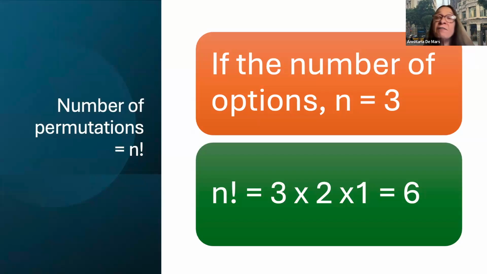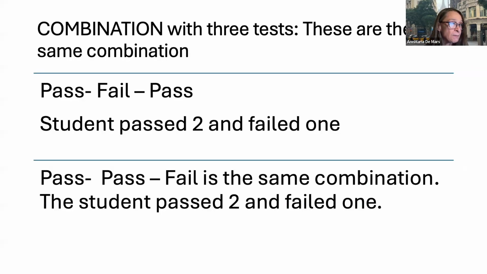So, all right. A factorial is that number times the number 1 minus that number and 2 minus that number all the way down to 1. So n factorial is 3 times 2 times 1, which equals 6. So that's how many possible permutations there are of combining 3 different options.